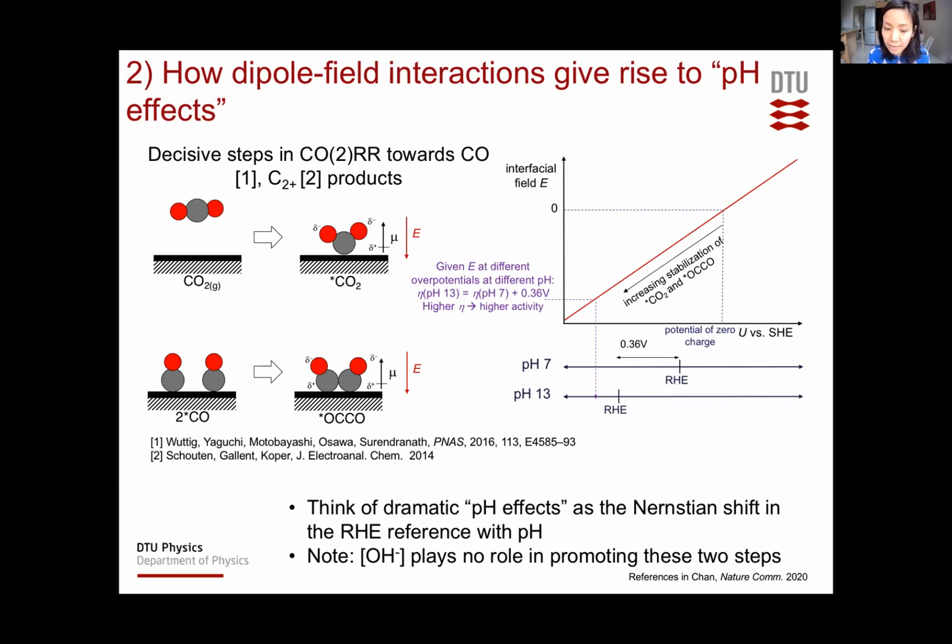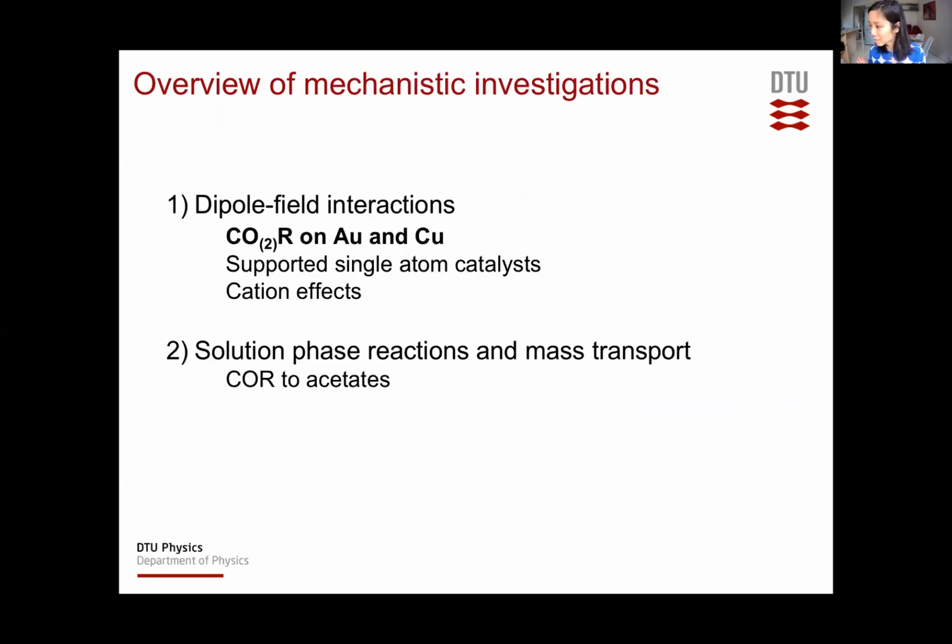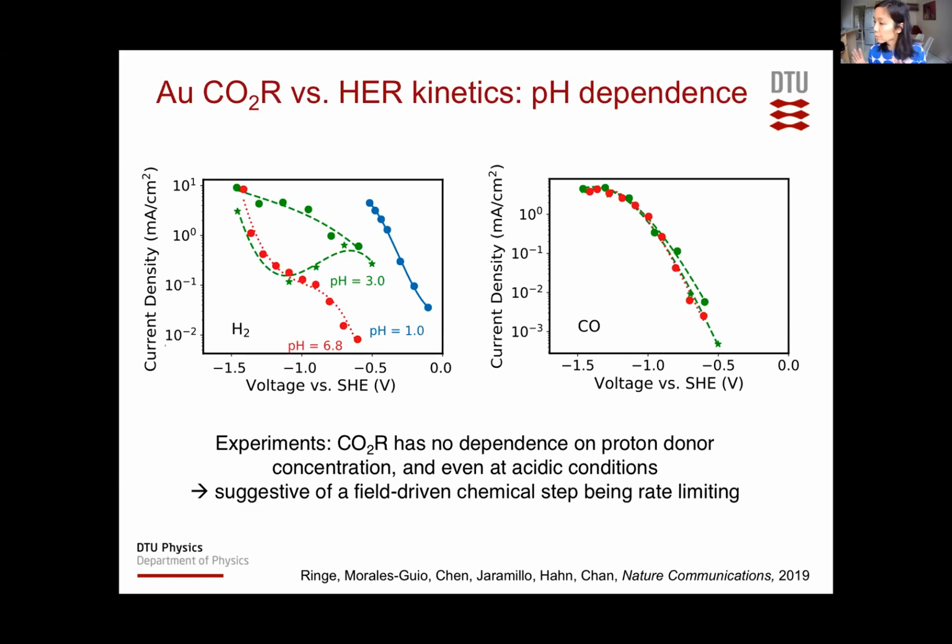And so then let us go into some examples of this effect. I'm going to feature gold and copper because these are the very best transition metal catalysts for the production of CO and high value C2 products, respectively. So first, let us start with gold.